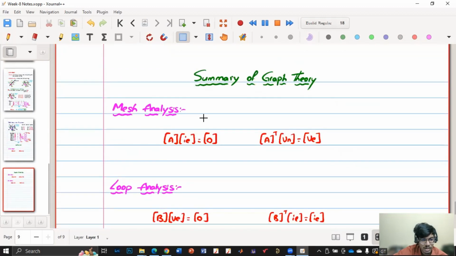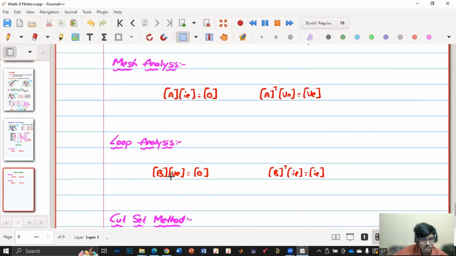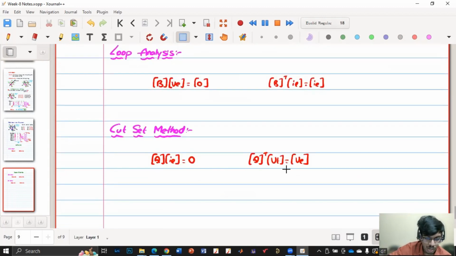So the summary is this: A into I equal to 0, A transpose into VN equal to VE, B into V equal to 0, B transpose into IN equal to IE, Q into I equal to 0, Q transpose into VT equal to VE. So there is less than a minute. If this meeting can kindly join, now we'll solve few problems to get A matrix, B matrix, Q matrix. We'll solve 3 problems. And if you have any doubts, you can ask. Then we'll go to the problem solving session. So I think we'll continue till 8:30. If you have any doubts, you may ask.